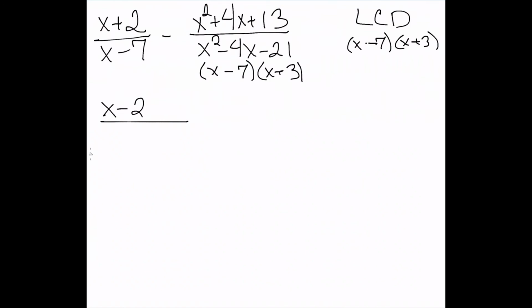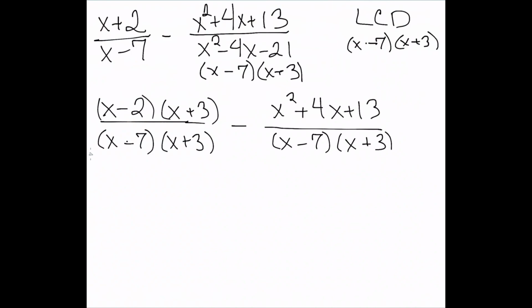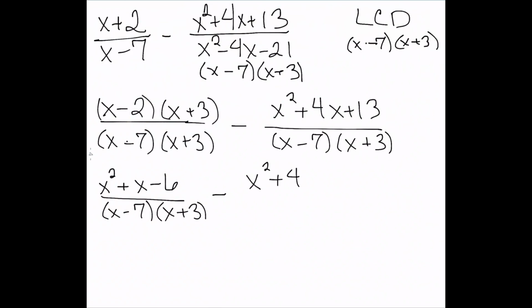So on my first fraction, I have the x minus 7, but not the x plus 3. So I'll include the x plus 3 on the top and the bottom. Minus x squared plus 4x plus 13 over, and you'll notice the second one actually already has the least common denominator, so we don't need to do any extra steps there. Multiplying out this first one, I get x squared plus x minus 6 over (x minus 7)(x plus 3) minus x squared plus 4x plus 13 over (x minus 7)(x plus 3).